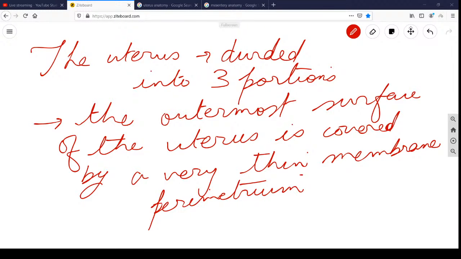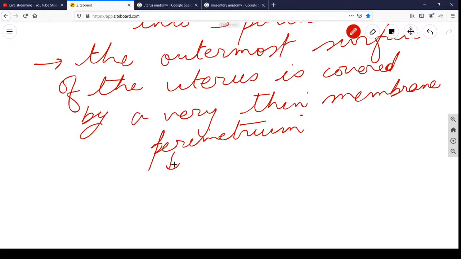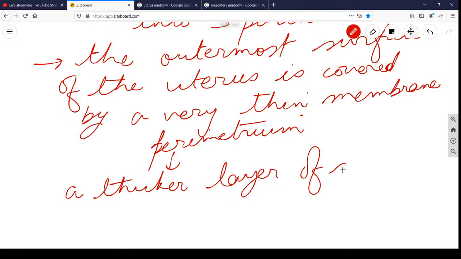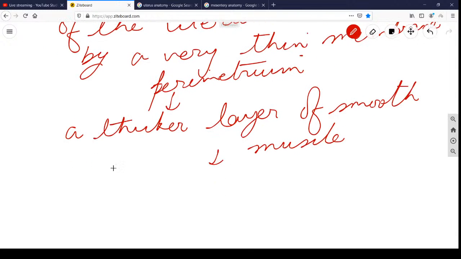Now inside the perimetrium, when we go deeper, we have a thicker layer of smooth muscle, that is known by the name myometrium.